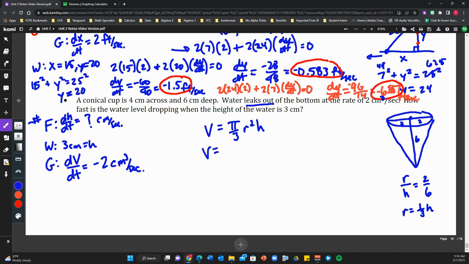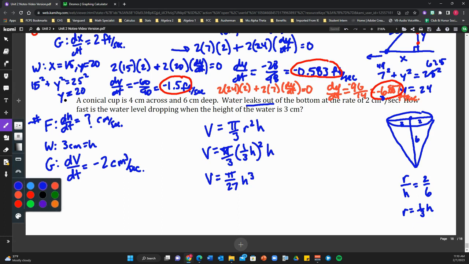So I'm going to rewrite the original. Again, I'm not doing any calculus yet. This would be pi over 3 times 1/3 h squared times h. Or if I simplify that, I would end up with pi over 27, because 3 times 9, times h squared times h, or h cubed. So it takes what would have been a really complicated product rule with the chain rule and basically just turns it into a pretty simple power rule. But now we are ready to d/dt this.